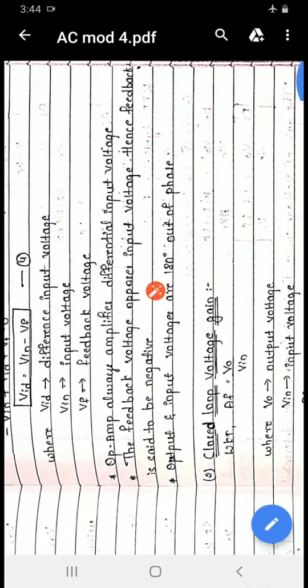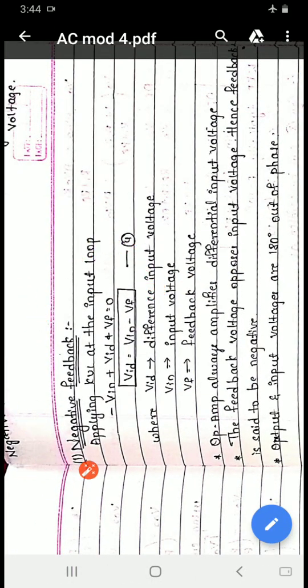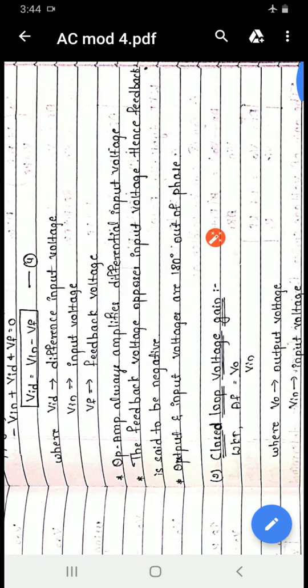Next, the negative feedback, because I already explained the importance of negative feedback. If I apply the KVL at the input loop, minus Vin plus Vid plus Vf equals 0, or we can write Vin minus Vid minus Vf equals 0, both are the same here. So we'll get this expression, Vid equals Vin minus Vf, where Vid is the difference input voltage, Vin is the input voltage, Vf is the feedback voltage. Now from this we can say that the output and input voltages are in phase here.